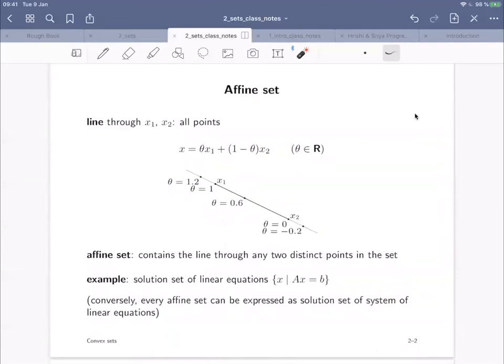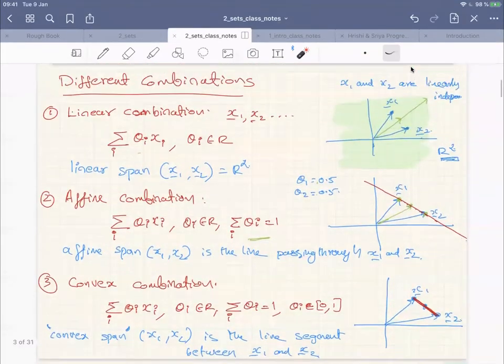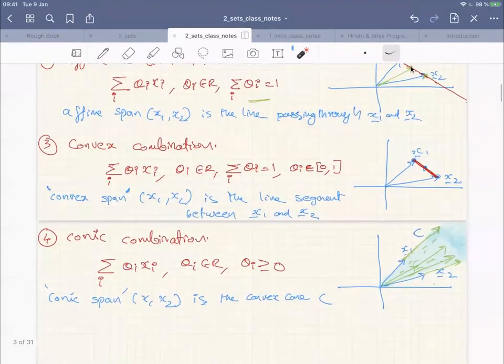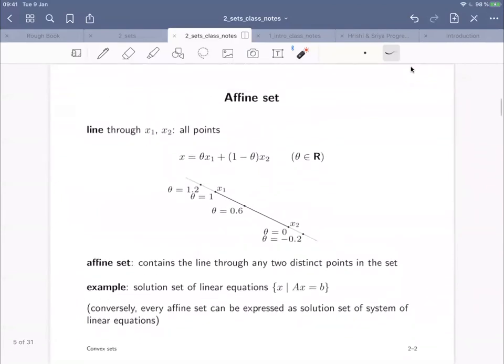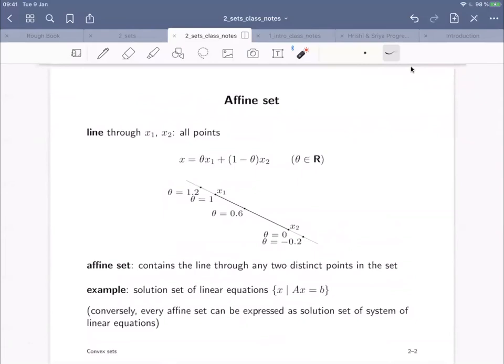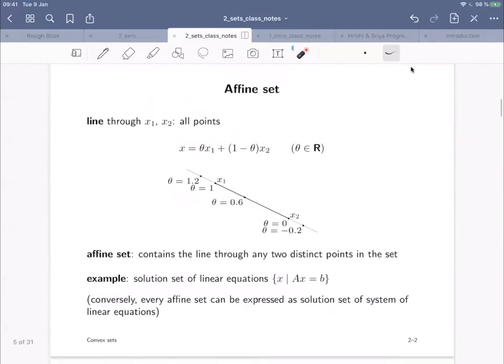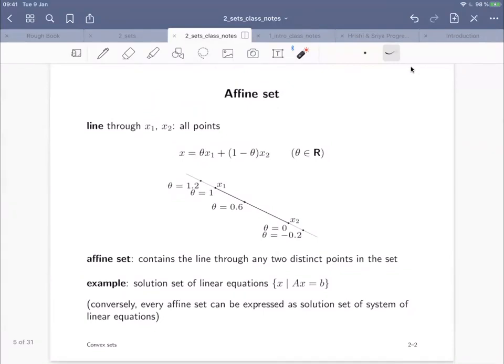Okay, now we saw different combinations: linear, affine, convex, and conic combinations. Now with these definitions, we will be moving forward to see what is an affine set and different categories of sets. So first, let's see what is an affine set. We already know what is an affine combination, right? An affine set is a set which contains the line passing through any two distinct points in the set. Okay, so for example, here we have x1 and x2.